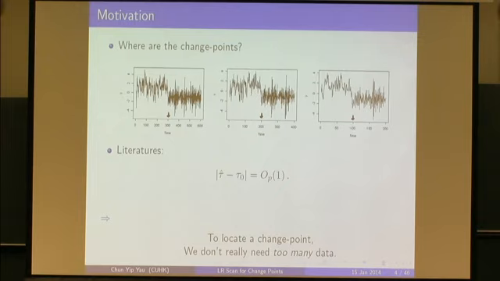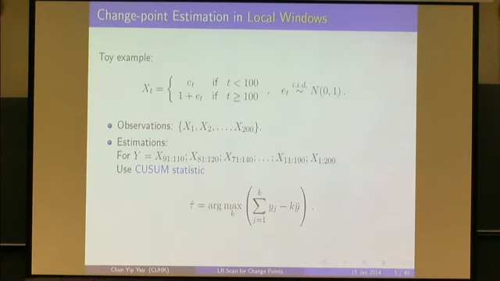In the literature, most of the time the asymptotic result is that tau hat and tau zero, the estimated and the true change point, differ by order big O(1). The asymptotic setting is that before and after the change point we have growing numbers of observations. So it means that no matter how many observations you have before and after the change point, you still make the same order of mistake. The rest are not important. Only the middle part is important. To locate a change point, we don't really need too many data.